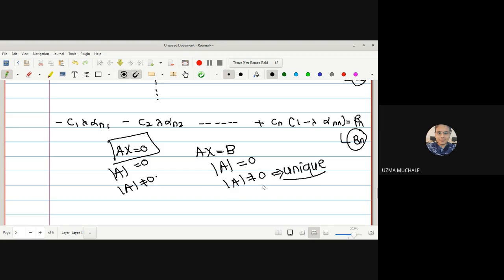The coefficient matrix, if it is not equal to 0, then we get a unique solution. That means for those equations with values b1, b2 up to bn, there exists a unique solution. Okay. Now let us go for case 2. What is case 2? D lambda equal to 0. That is, the coefficient matrix is equal to 0.